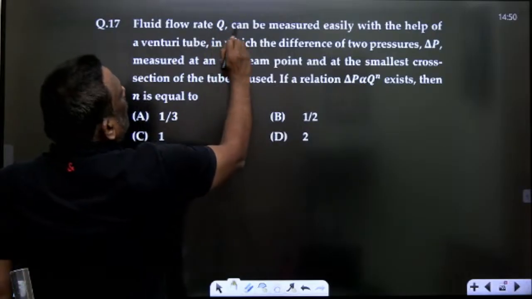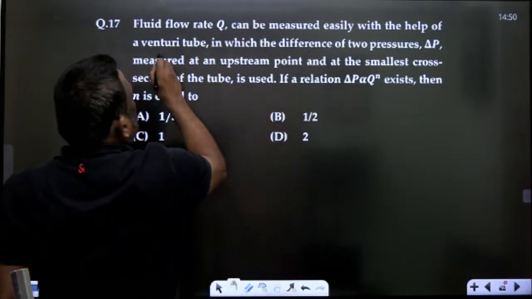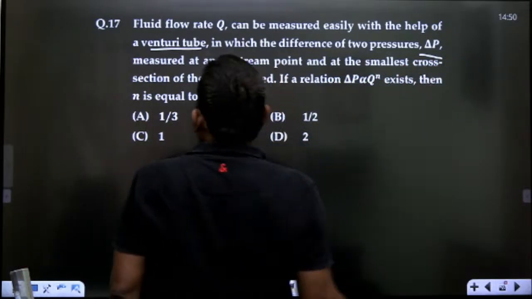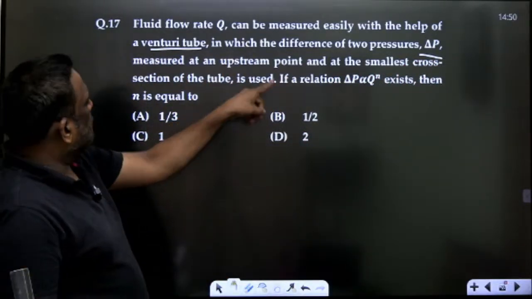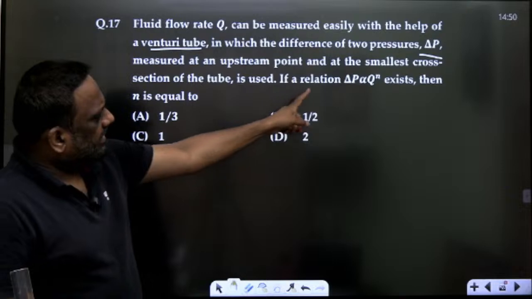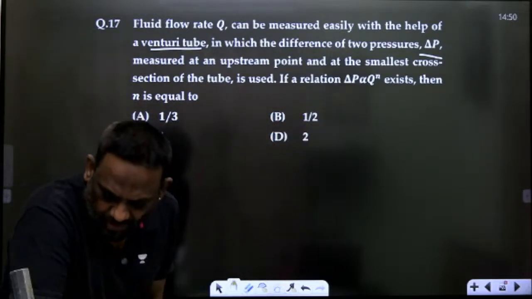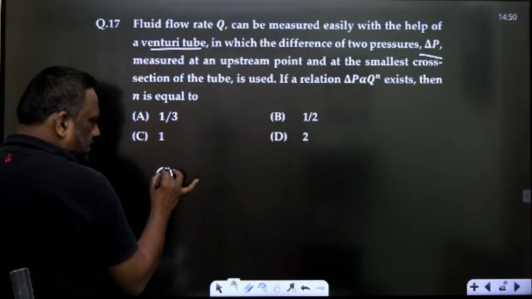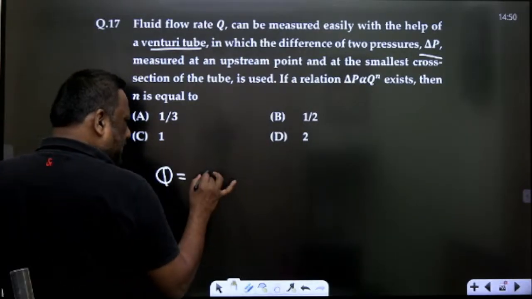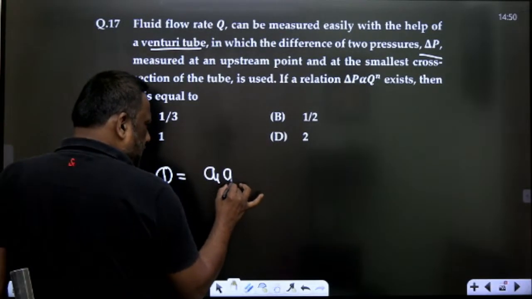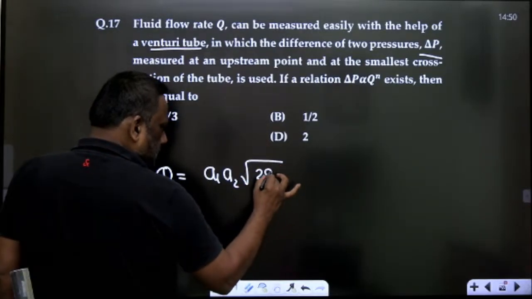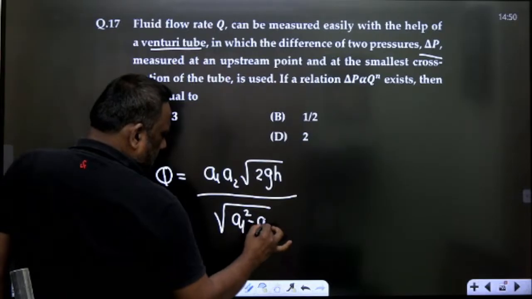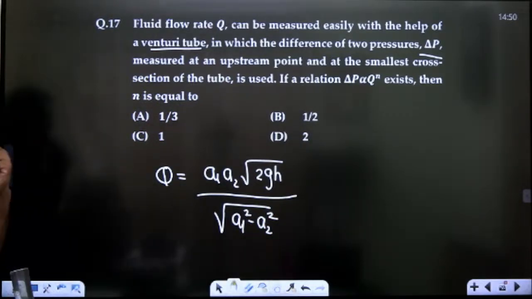Fluid flow rate Q can be measured with the help of a Venturi tube or Venturimeter with the differential pressures delta P, measured at upstream point and the smallest cross section. If the relation is this, what is the value of N? You know, my dear students, discharge is given by Cd A1 A2 by root of A1 square minus A2 square. This is the equation. Correct, sir?